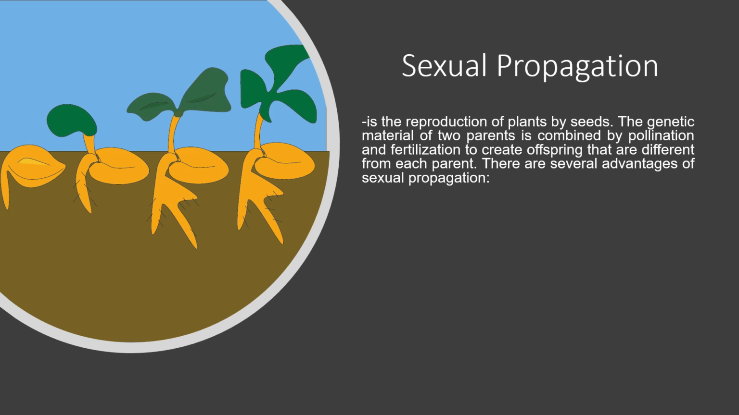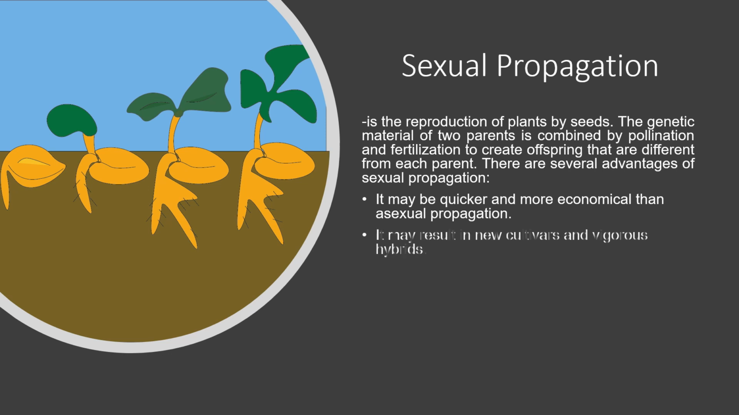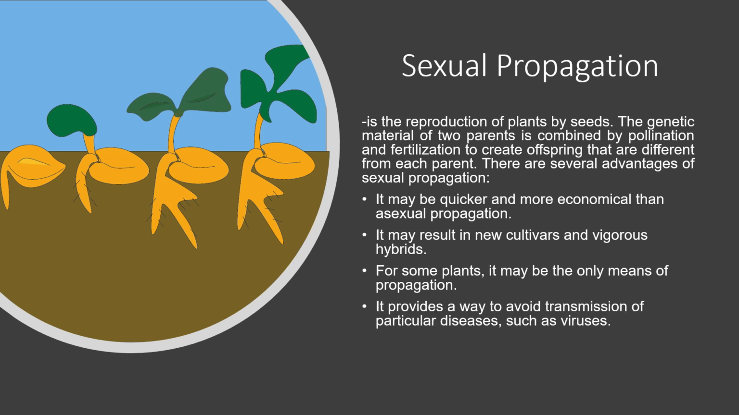The genetic material of two parents is combined by pollination and fertilization to create offspring that are different from each parent. There are several advantages of sexual propagation. It may be quicker and more economical than asexual propagation. It may result in new cultivars and vigorous hybrids. For some plants, it may be the only means of propagation.